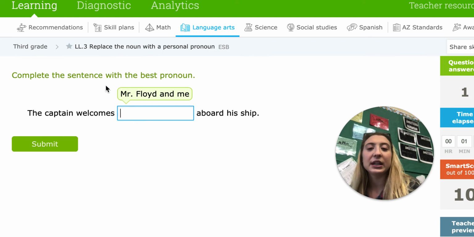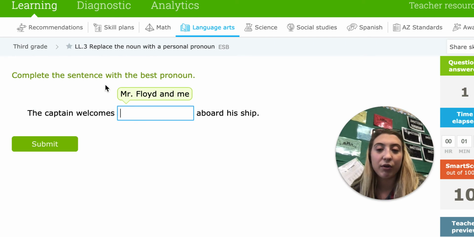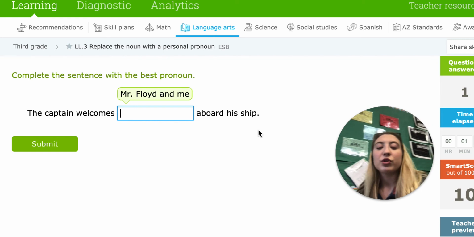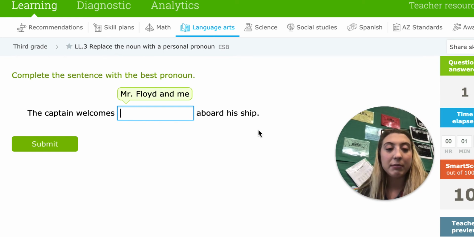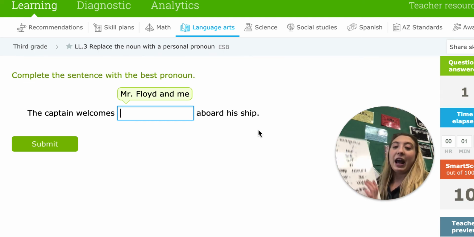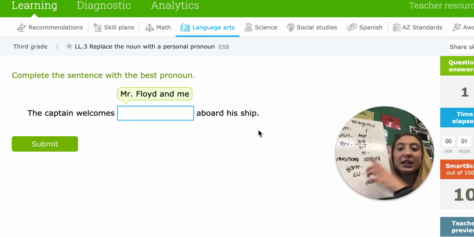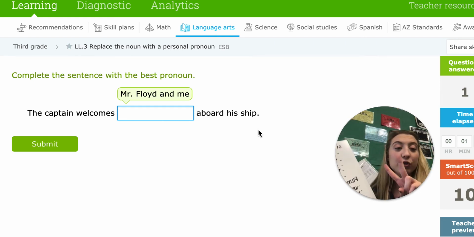So let's go over another one. Again, we're completing this sentence with the best pronoun. The captain welcomes, this is what we're replacing, Mr. Floyd and me aboard his ship. So now if I'm talking about Mr. Floyd and me, am I talking about a singular one person, or am I talking about more than one person, plural? I have decided it is plural because it's Mr. Floyd and me. That's two people.